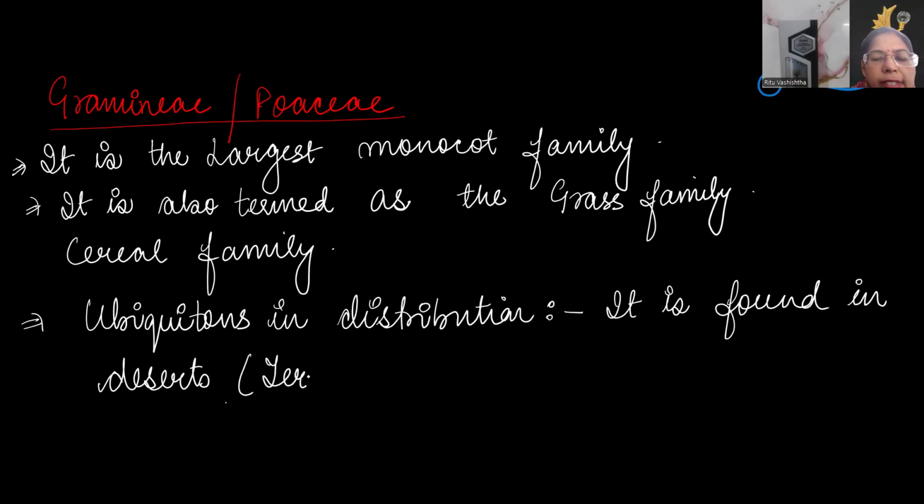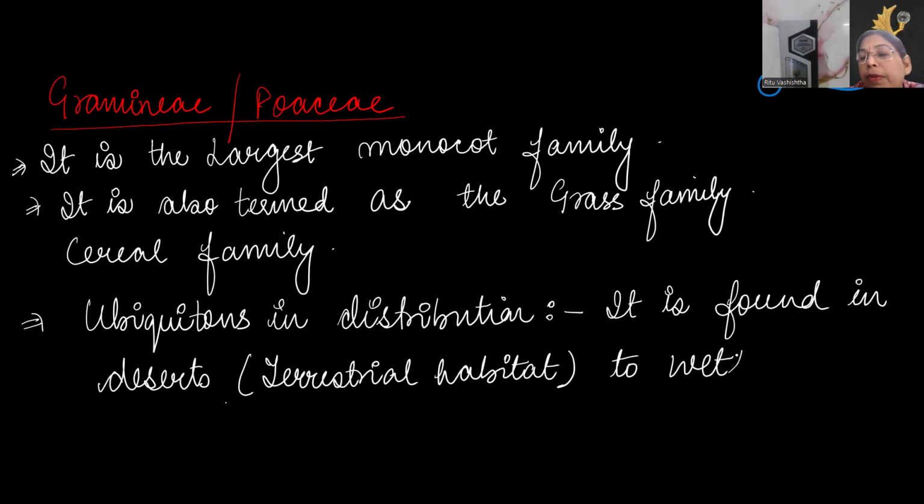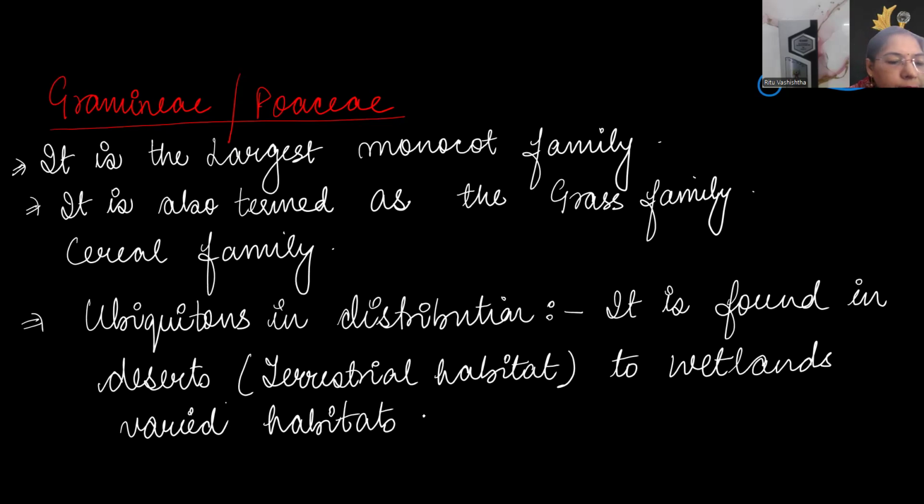So when we talk about deserts, this is the terrestrial habitat. To wetlands. When we talk about wetlands, the amount of water is going to be higher in comparison to the deserts. For example, rice grows in ample deep water. So when we say deserts to wetlands, it means these are found in varied habitats. I believe it is clear.